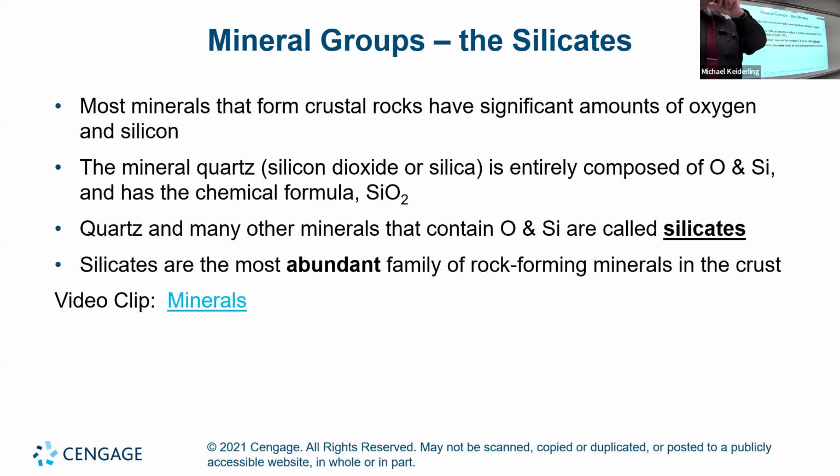Every silicon is surrounded by 4 oxygens, but each oxygen shares with another silicon. So there's this sort of tetrahedral structure, and they're all tied together. Silicates are the most abundant family of rock-forming minerals in the crust. So quartz and the many other minerals that contain oxygen and silicon are called silicates. And these are the most abundant minerals in the Earth's crust.